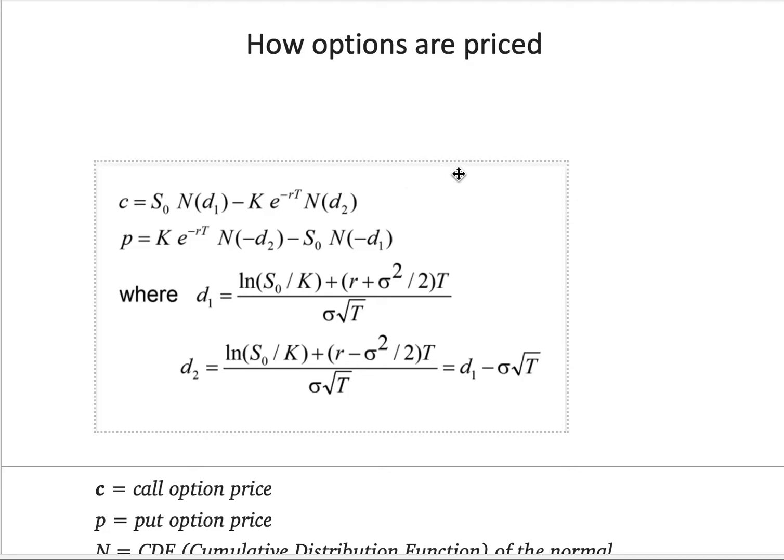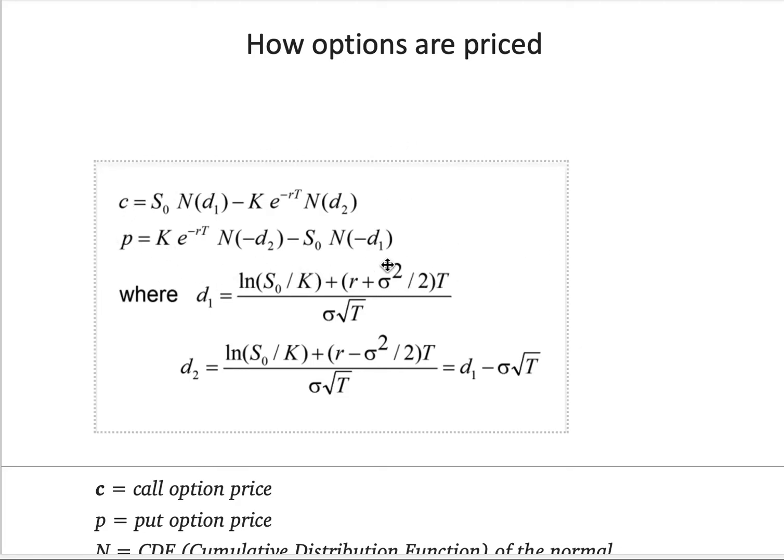It's very important to note that this formula works only for European style options. This does not work for American style options. Also, this formula for calls and for puts does not incorporate dividend payments. Okay, so if a stock pays dividends, this formula will have to change to incorporate the payment of that dividend. So this formula assumes European style options and it assumes no dividends.